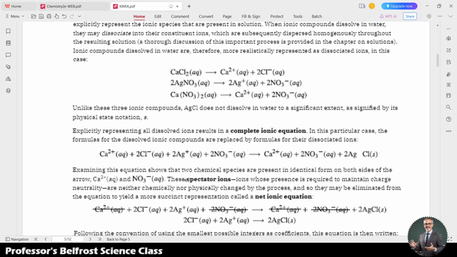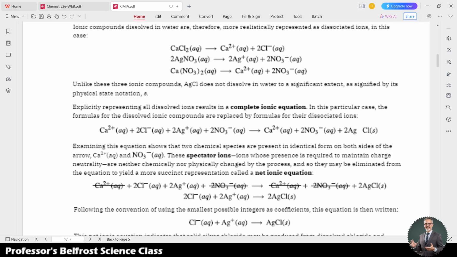So these spectator ions, ions whose presence is required to maintain charge neutrality, are neither chemically nor physically changed by the process, and so they may be eliminated from the equation. So the previous ones, Ca2+ and 2NO3-, are called spectator ions, and they may be eliminated from the equation to yield a more succinct representation that's called a net ionic equation.